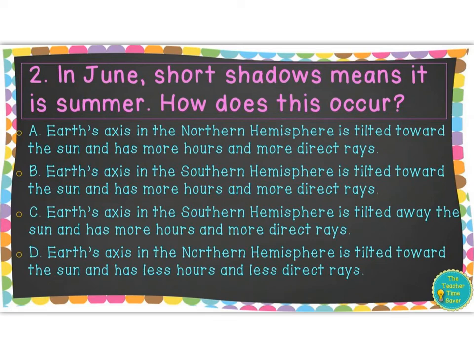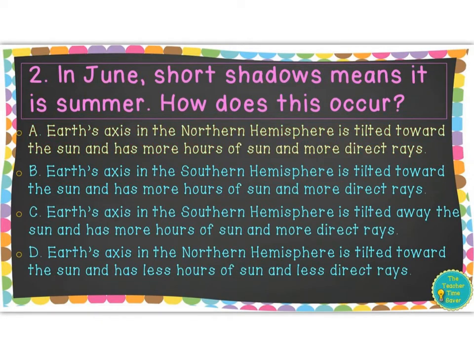Number 2, in June, short shadows means it's summer. How does this occur? The answer is A. Earth's axis in the Northern Hemisphere is tilted towards the sun and has more hours of sun and more direct sunlight, creating those short shadows. And when you're tilted away from the sun, think of it like a flashlight. You're kind of tilting the flashlight up a little bit. It's going to create an elongated shadow.